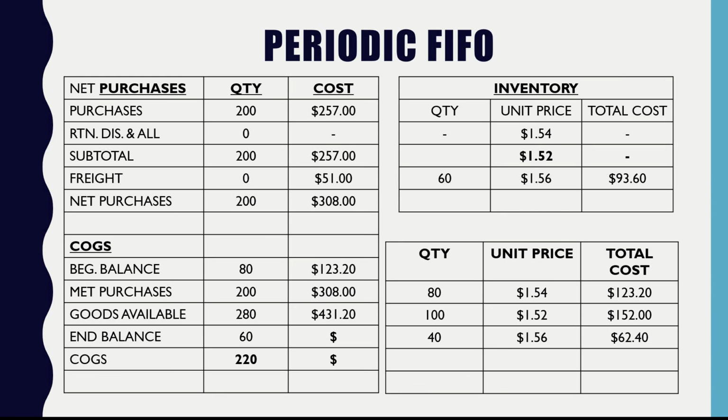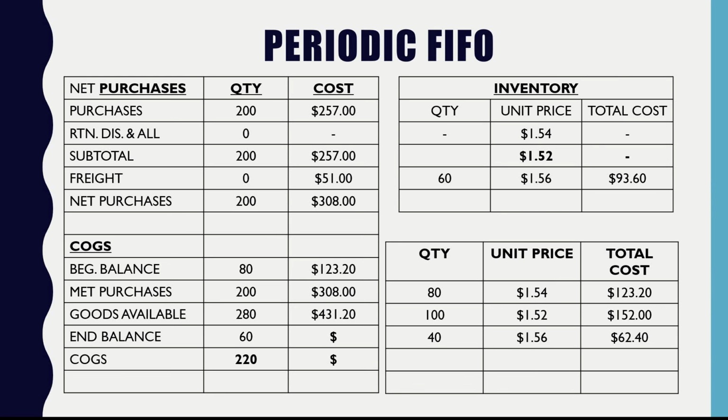If you think of it that way, okay, so you're saying that you have 60 remaining, which is coming out of the beginning balance of 80. No, it's not. Because with FIFO, we're getting rid of that 80 batch first.